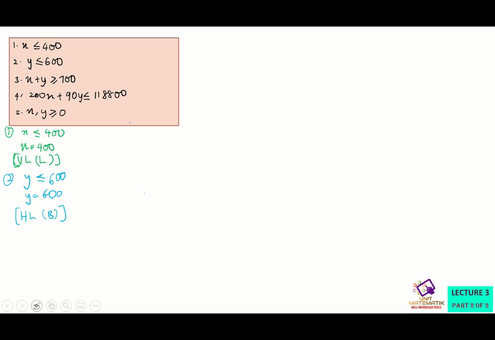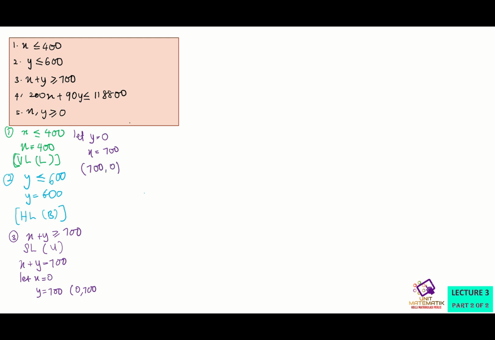And then for the third inequality, we have x plus y greater than or equals to 700. Your y left hand side and it is positive. Then determine your line. Your line will be solid line and the region will be the upper part since we have notation greater than or equal. So now let's find at least 2 points. Okay, so here we have 2 points.